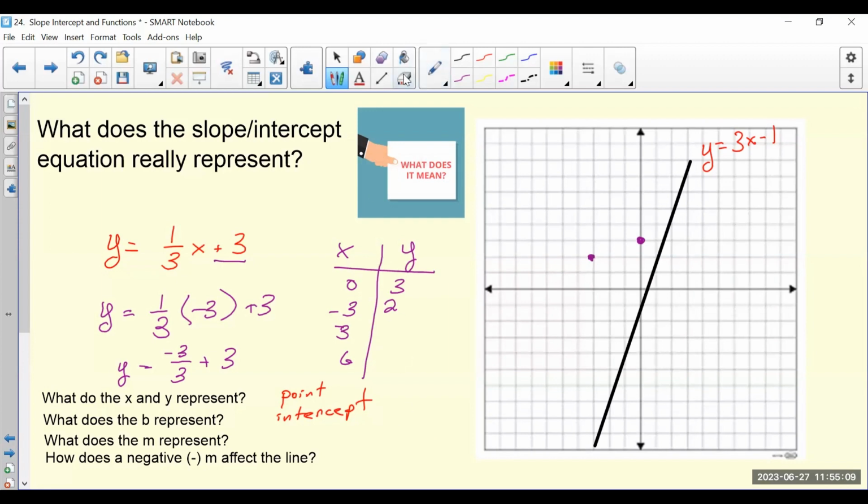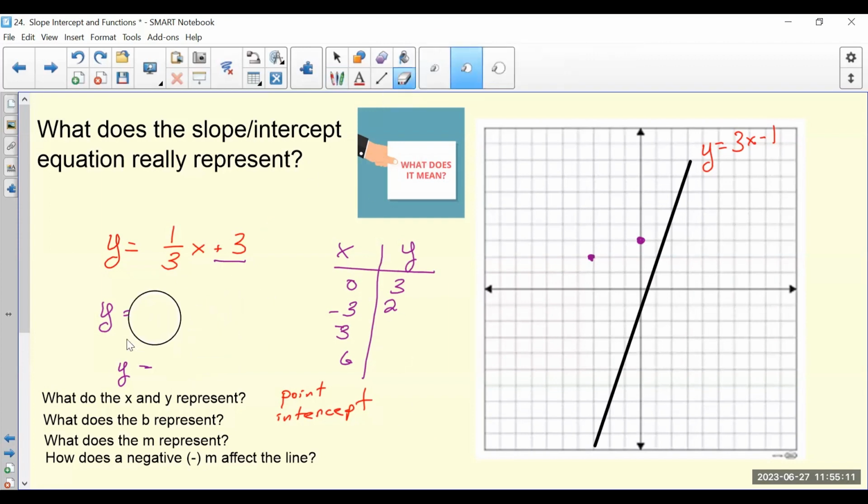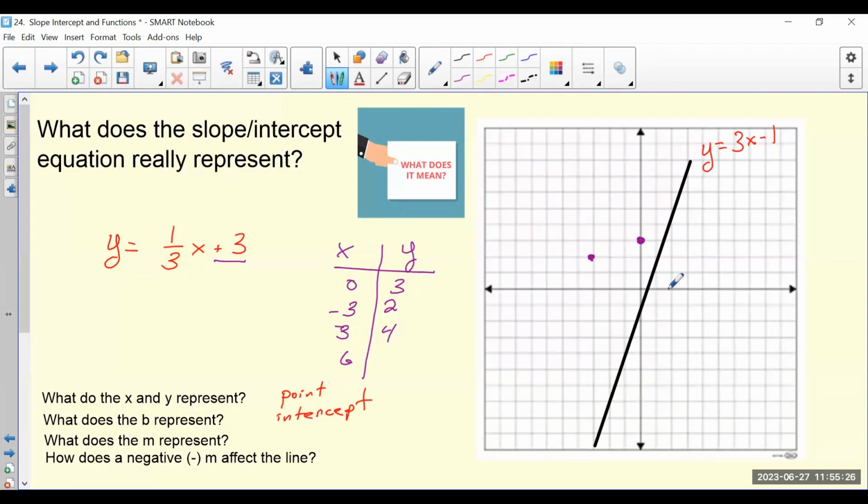All right. Let's try another number in here. Might be able to do this in our heads. We'll see. 1/3 of positive 3. 1/3 times 3 is 1. 1 plus 3 is 4. So that means if I go out 1, 2, 3, and up 1, 2, 3, 4, positive 3, 4, that's another point.